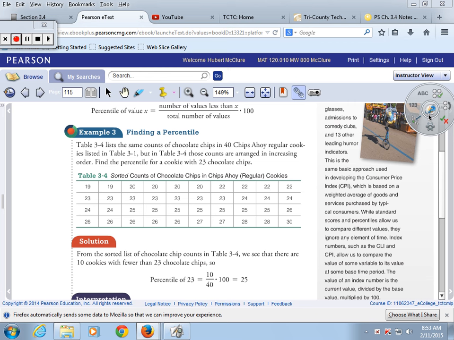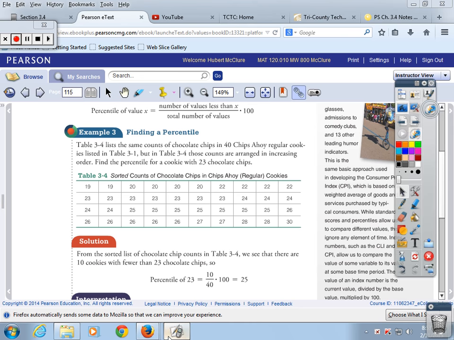So you would take your 18. You're going to take the 18 and multiply it by n. Now what have I always told you n is? What is n? How many numbers are in the group, right? So in this case, n is what? 40. And divide by 100.